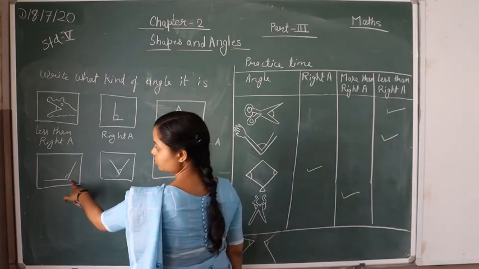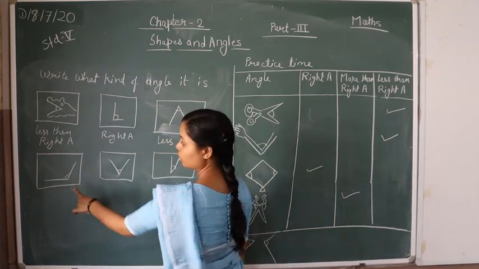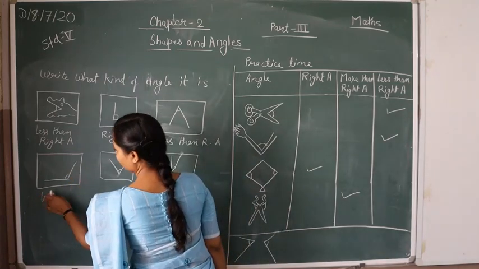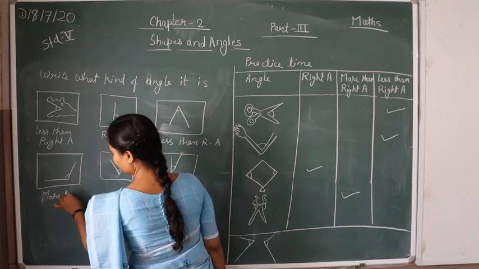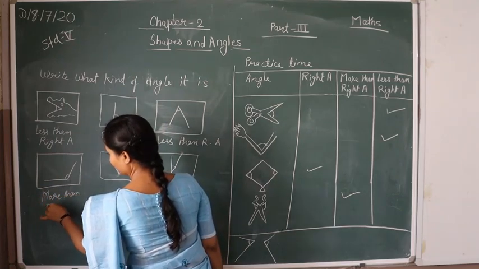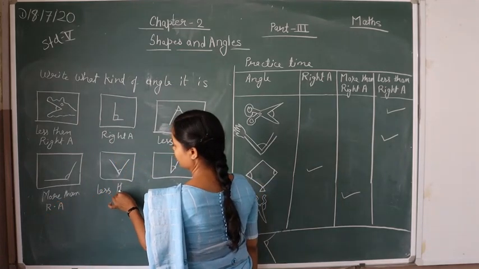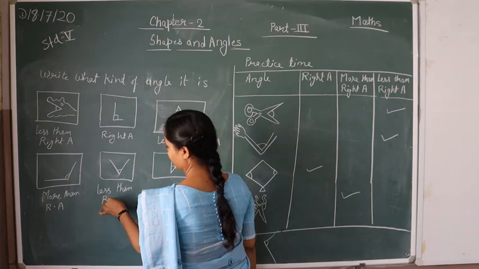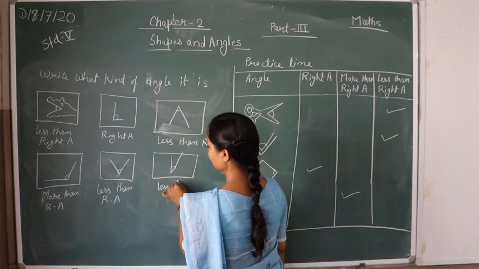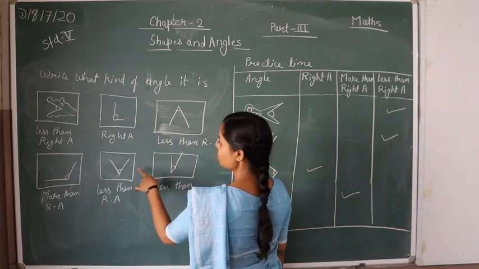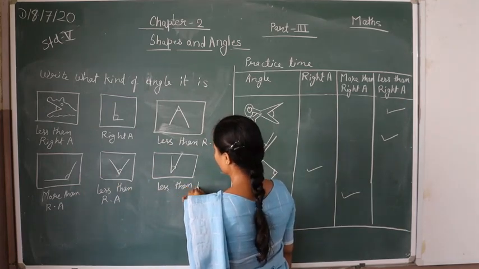Okay, now look at here, this is more than L, so we write here more than right angle. Here this is less than, and the last one is also less than, because these do not make shape L.